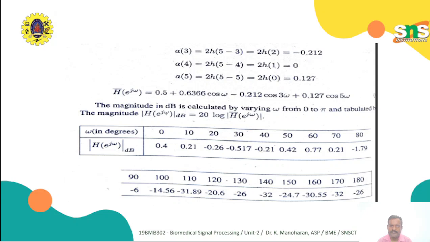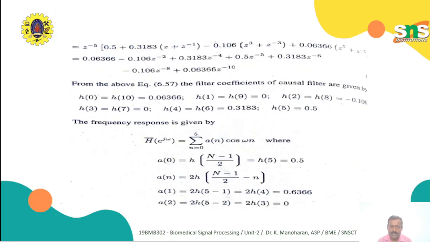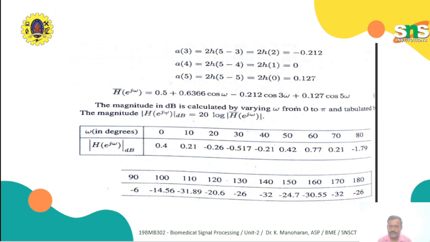Look at a of 3, we have the value minus 0.212. So we need to substitute this minus 0.212 value with cos of n omega. n is 3 here, so I am substituting 3 omega. Similarly, a of 4 will be 0, we can skip it. For a of 5, we have the value 0.127, so we take this into cos of n omega, where n is 5, so cos of 5 omega.